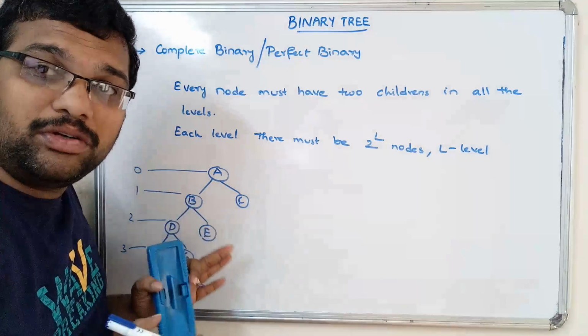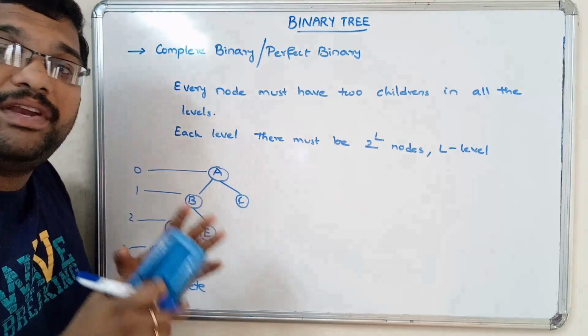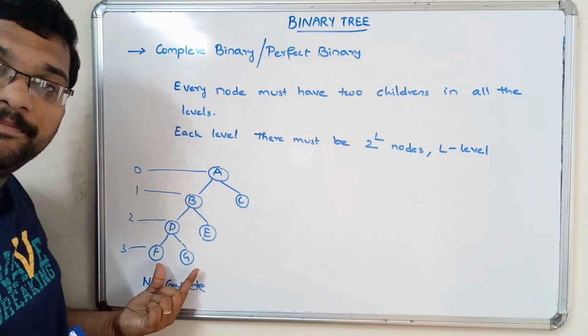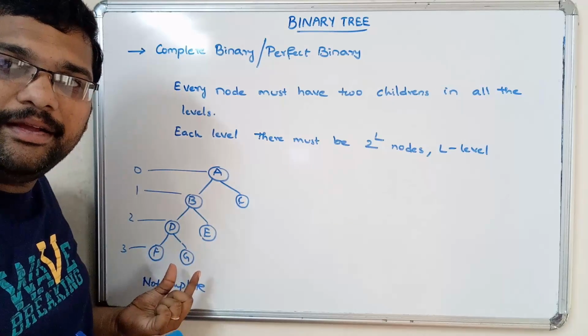It is a binary tree, but not a complete binary tree. It is a binary tree because the binary tree definition means every node must have at most 2 children, and it has at most 2 children. So this is called a binary tree.